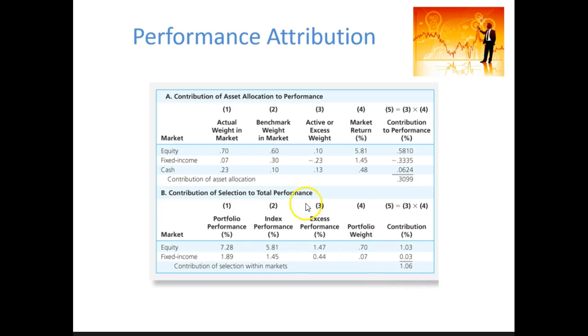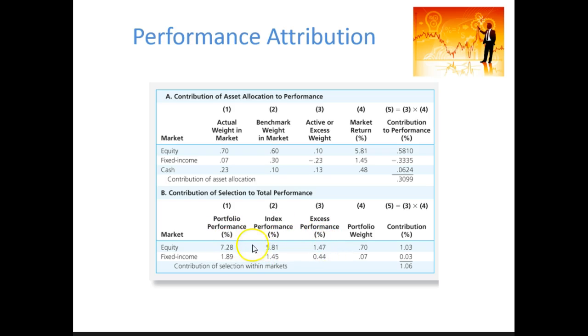So the balance must be attributable to security selection. And let's have a look at this. So we can see here that for security selection, I haven't included cash because we don't really have security selection in terms of cash. We just invest in the cash asset class. So security selection is relevant for both equities and fixed income. And what I've got here is the return that we generated within each of those asset classes. So we generated a return of 7.28% in equities and 1.89% in fixed income compared to the relative benchmarks.